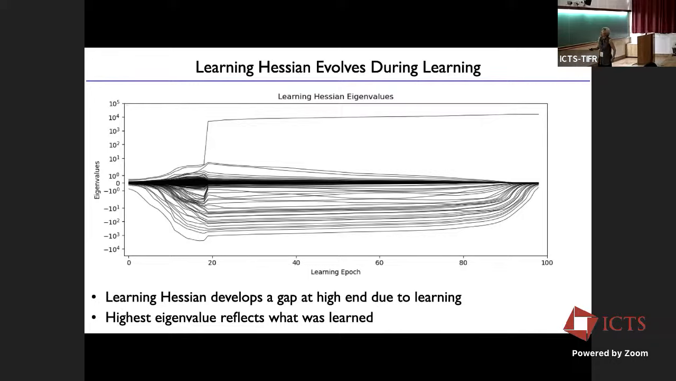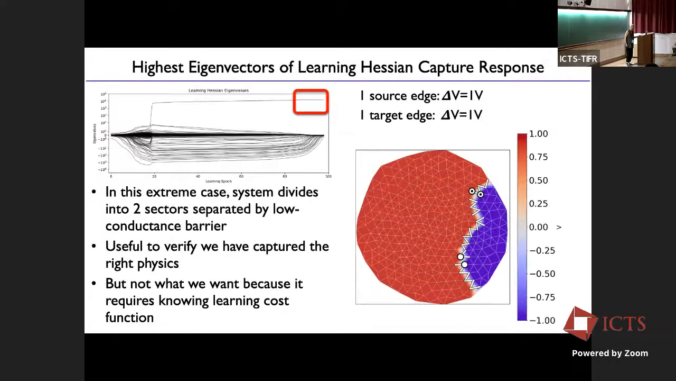And what happens is something actually very dramatic in this extreme case. What you see is that the highest eigenvalue of the learning Hessian rises dramatically and develops a huge gap with the others. So that makes you look at that one. Let's look at that eigenvector. And what does it look like? Well, that eigenvector is a set of conductances on the edges.